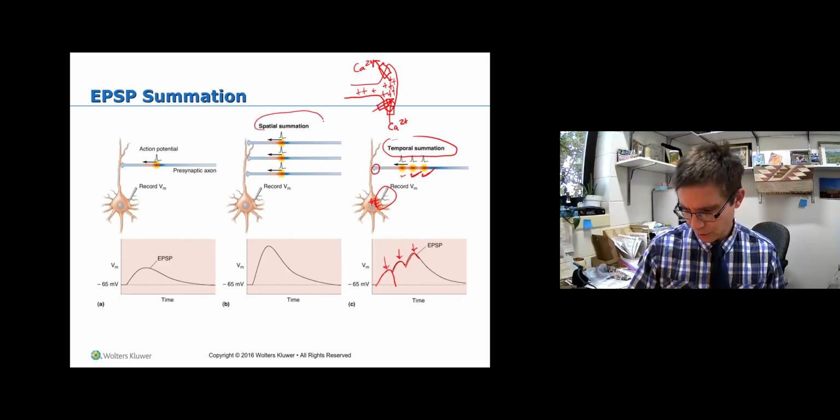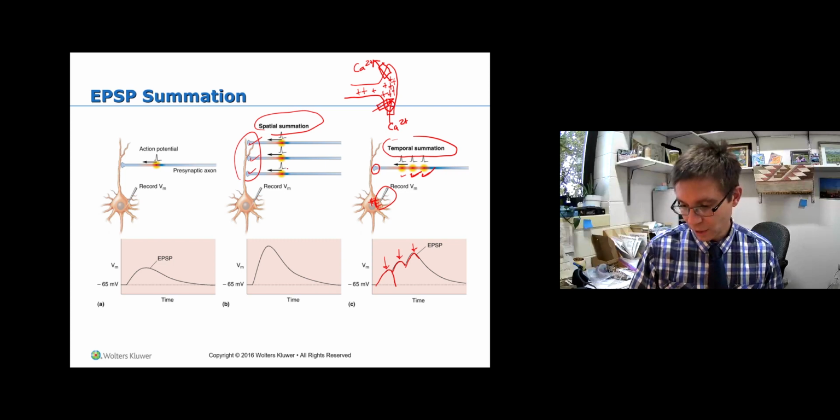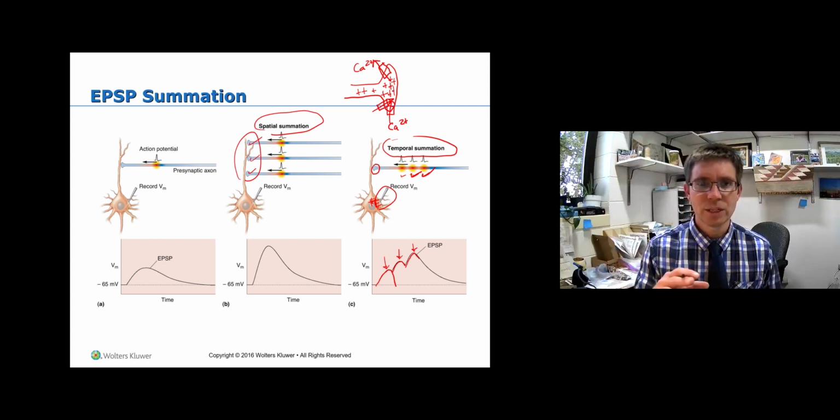So spatial summation is when you have multiple neurons all synapsing in the same general region of the postsynaptic cell, and they all fire at the same time, and so their action potentials all reach the dendrite at the same time, and they all release neurotransmitter at the same time, and they all activate receptors in that small area at the same time, causing a large amount of depolarization.